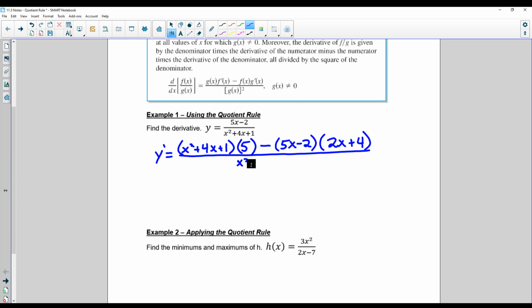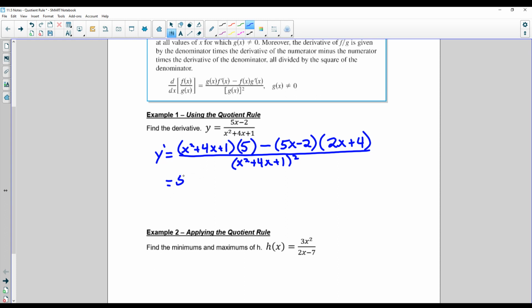So I'm going to have this x squared plus 4x plus 1, all of that squared. And that's it. That's doing the quotient rule. Low, d high, minus high, d low, square the bottom, and away we go. All right, as far as the away we go part, usually that's the simplifying part. So let's go ahead and distribute this 5, and we'll distribute these two linear terms together, get a quadratic, and then we'll subtract them and all that stuff. So let's go through the algebra real fast.